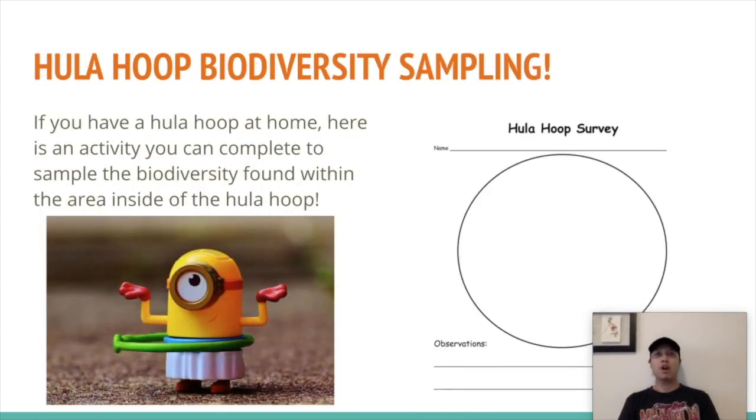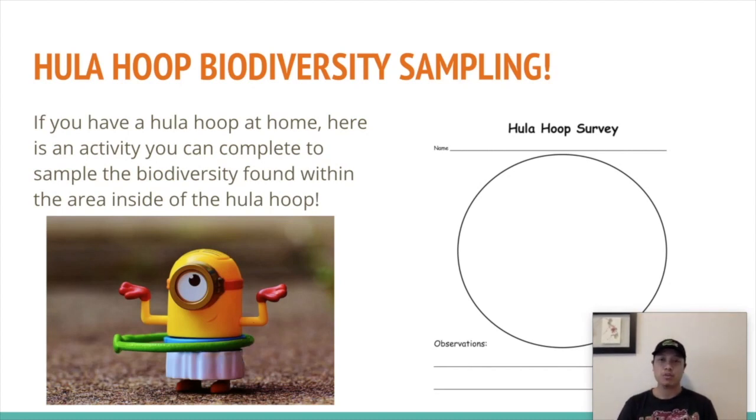This is the one for if you have a hula hoop at home. Now's a great time to use it in the name of science. This is the hula hoop biodiversity sampling activity. You can use it to sample the biodiversity found within the hula hoop that you have. As you can see to your right, the first thing that you're going to look at in terms of the documents, once you click there, is the hula hoop survey.